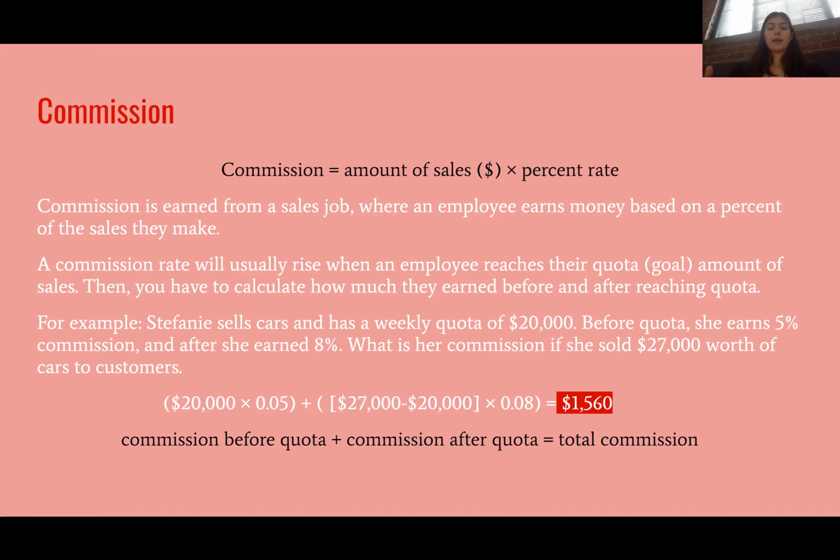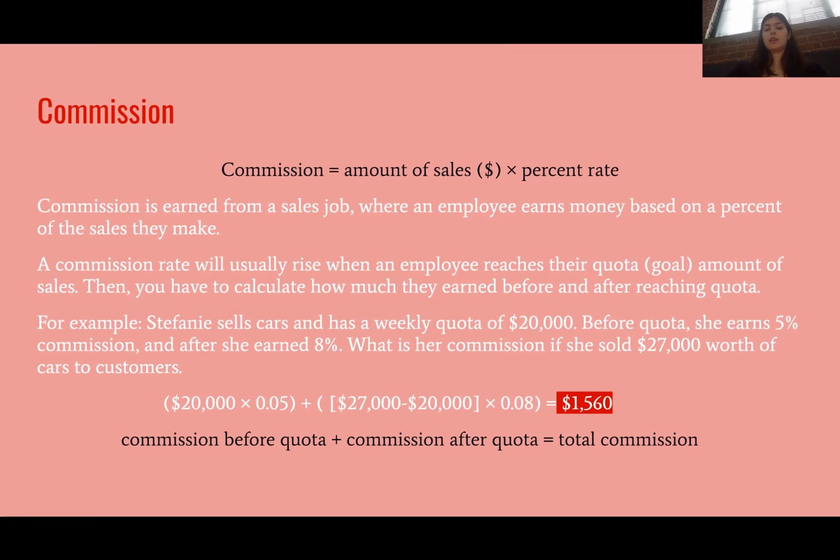So then, usually when you have a quota, depending on the job, you'll make a certain percentage before you reach that goal. And then that percent that you earn is going to raise after you meet that goal. That provides incentive, right? That makes you want to work harder. If you reach your goal, you're going to make even more money, right? So let's take a look at an example.